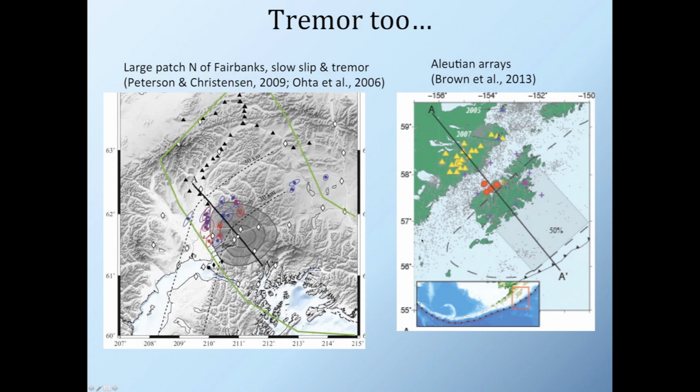More recently, Justin Brown has used these volcano arrays up and down the Aleutians to show that there's tremor activity all over the place in the Aleutians. And this kind of work is just really getting started. So there's a lot of opportunity for understanding these other non-earthquake processes in this very active subduction zone.